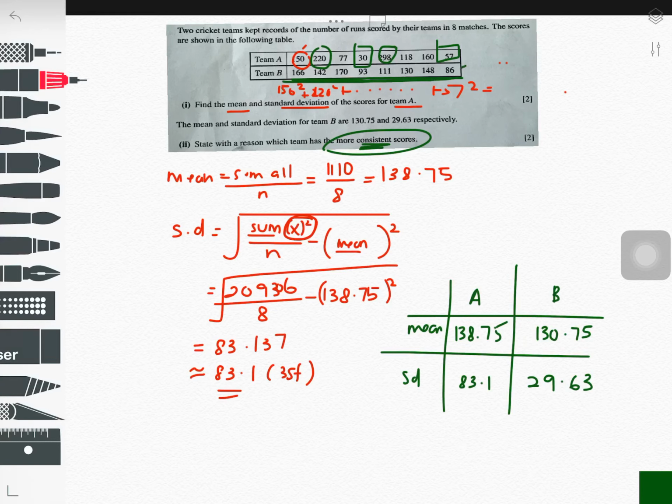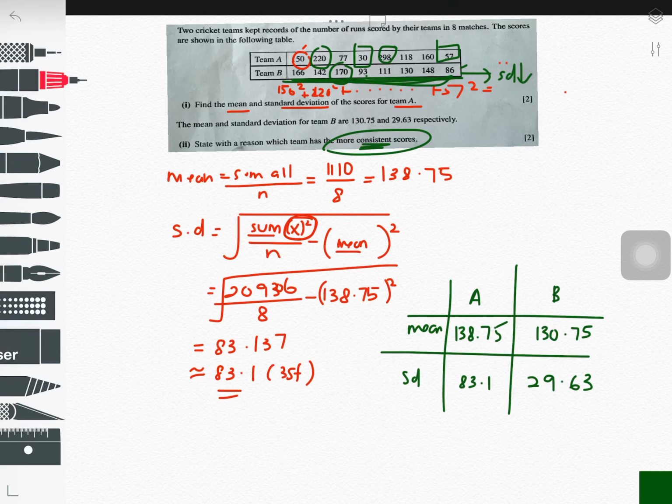The lowest value I have is 86. Okay, the next value is 93, quite close. The biggest value in the data is only 170. It's okay, roughly. They are quite close to one another. That's why the standard deviation here is lower.